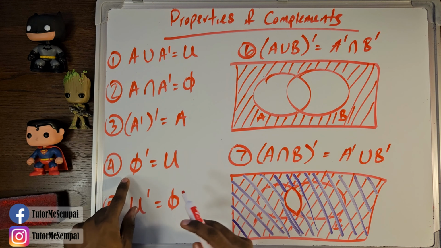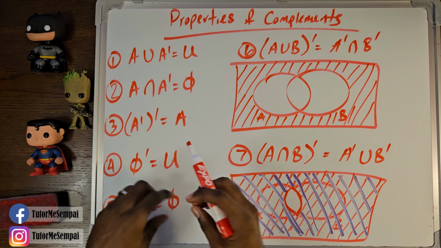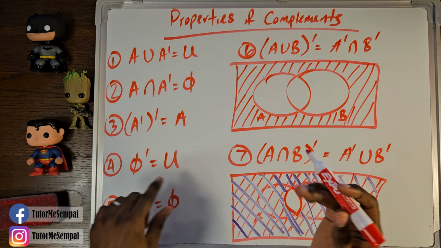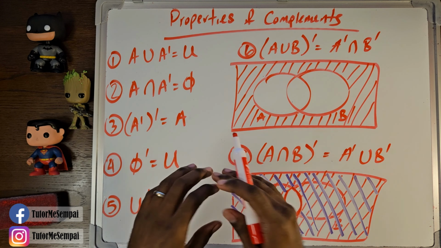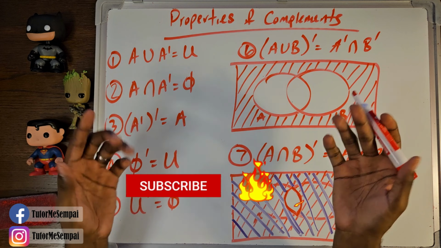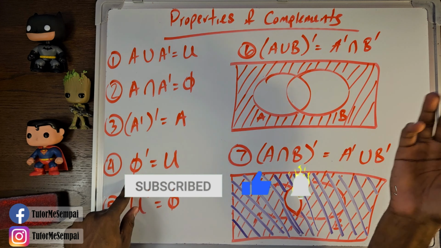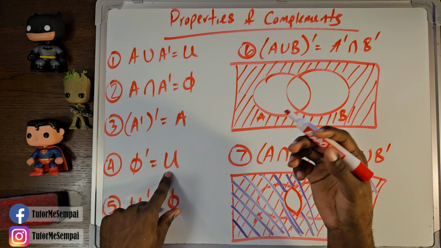How about our fourth one? This tells you that the complement of the empty set is going to be the universal set. Take a step back and think about that for a second. The complement of the empty set, the complement of the set with nothing in it, is going to be the set with everything in it. It makes sense. The complement of the set with nothing, the opposite of nothing, is going to be everything. So that's how you're going to get the universal set. The complement of nothing is going to be everything.